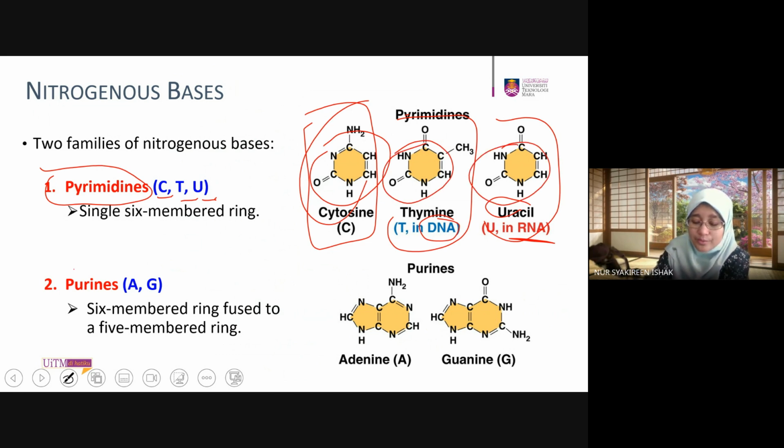As for the purines, they are adenine and guanine. A purine is a 6-membered ring, 1, 2, 3, 4, 5, 6, fused with a 5-membered ring. So purines consist of adenine and guanine.